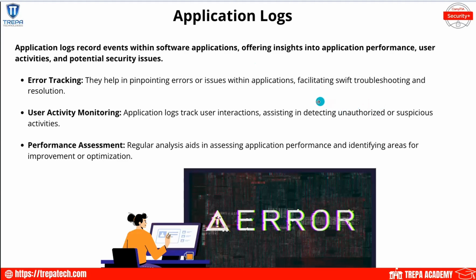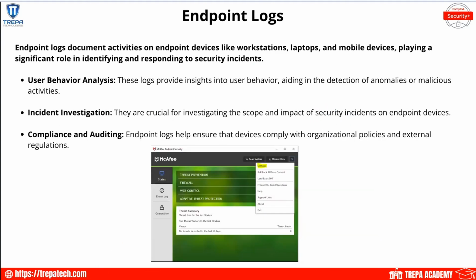Application logs. So application logs record events within software applications, offering insights into application performance, user activities, and potential security issues. So this is going to allow us to do user activity monitoring. So application logs track user interactions, error tracking. We can help pinpoint errors, whether that just be in the code itself or issues that arise in the application. And also, it can also help us do performance assessment, right? If we're looking at application logs from the SOC perspective, we can say, oh, hey, we see a lot of like 400 errors here in this web application.